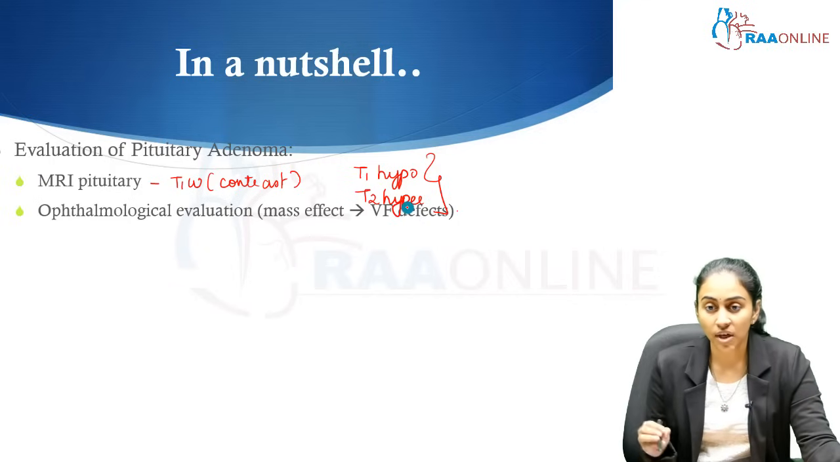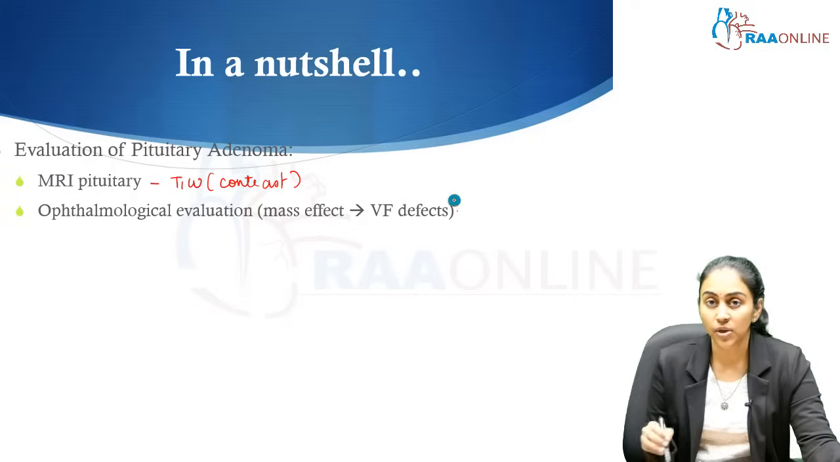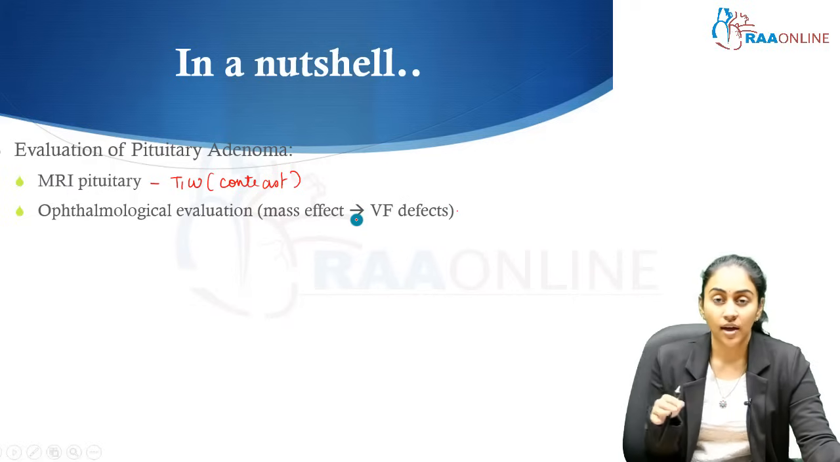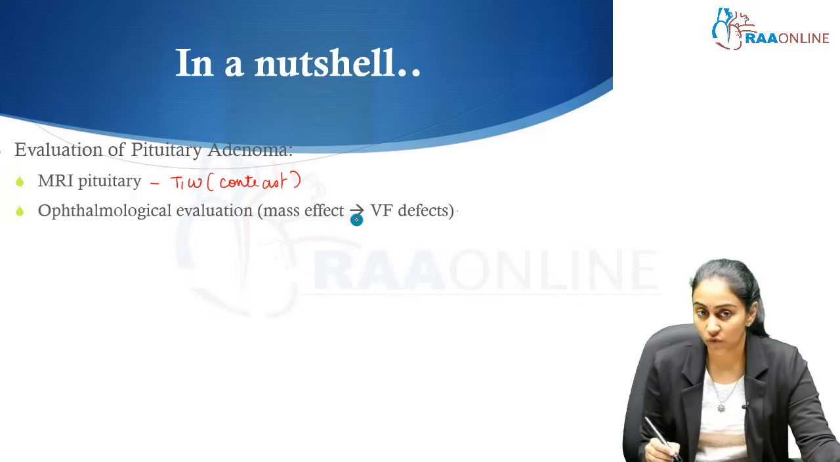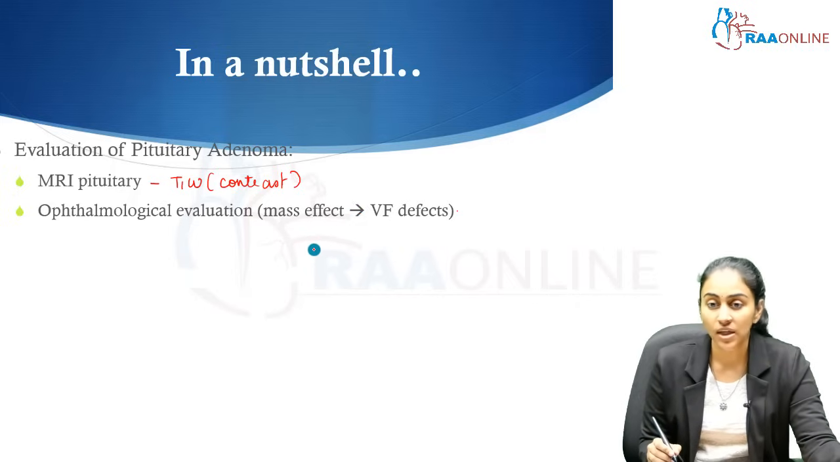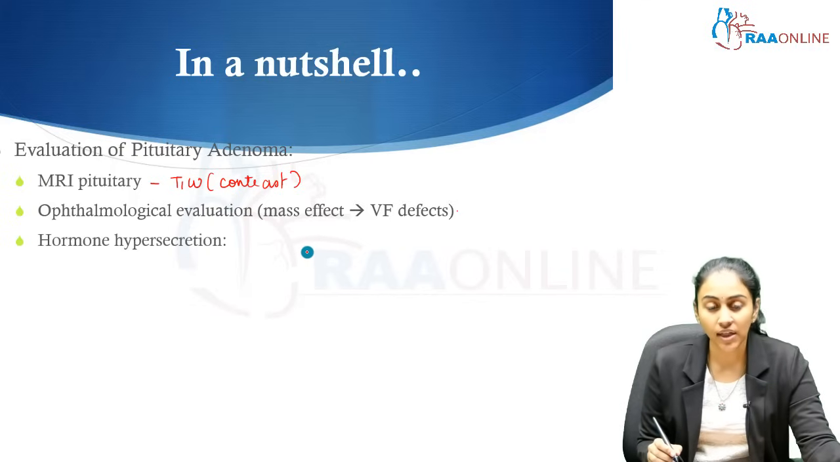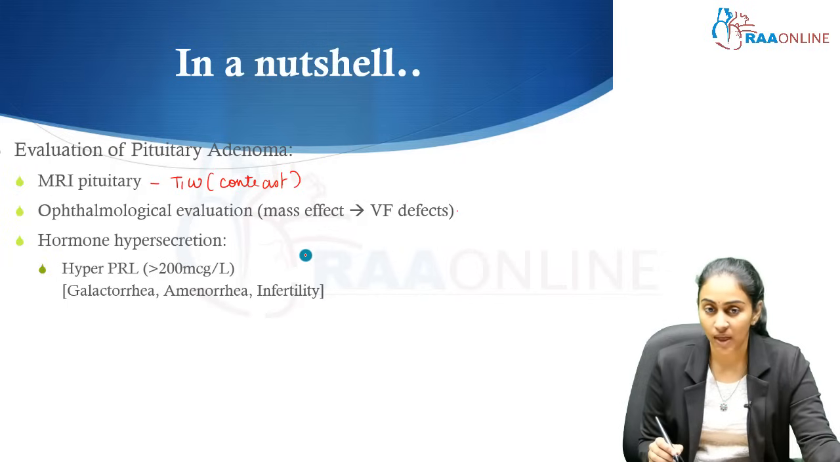Second, for mass effect, the first thing that's going to happen, because there is least resistance against the diaphragma sellae, there is going to be suprasellar extension and there is going to be chiasmal involvement. So, ophthalmological evaluation with visual fields needs to be done, and finally, we will have to assess hormone hypersecretion.